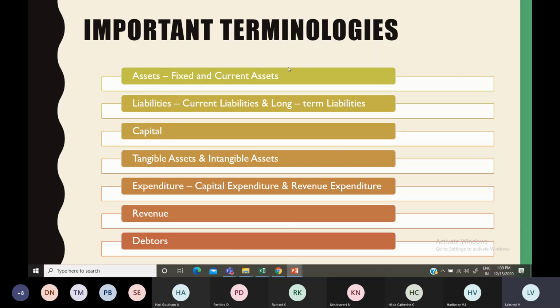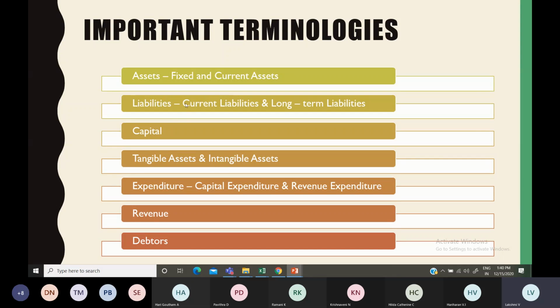So far we have seen what is meant by asset. They are the properties which are owned by the business, and assets can be classified into fixed and current assets. Fixed assets you will be holding for a long period of time, the benefit will be for a long period of time, and you cannot convert them into cash immediately. Whereas current assets are those which you can convert into cash immediately, within one accounting year, and those assets are held for a short period of time.